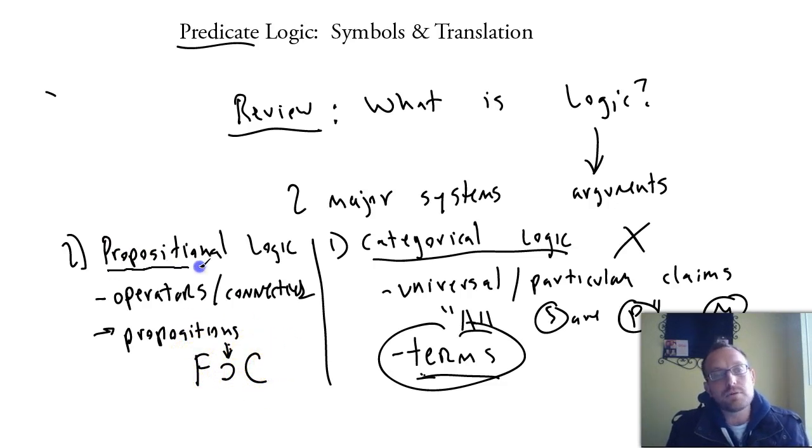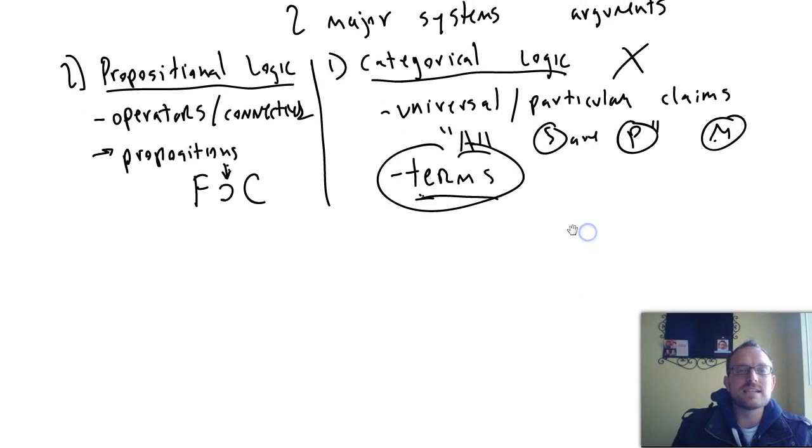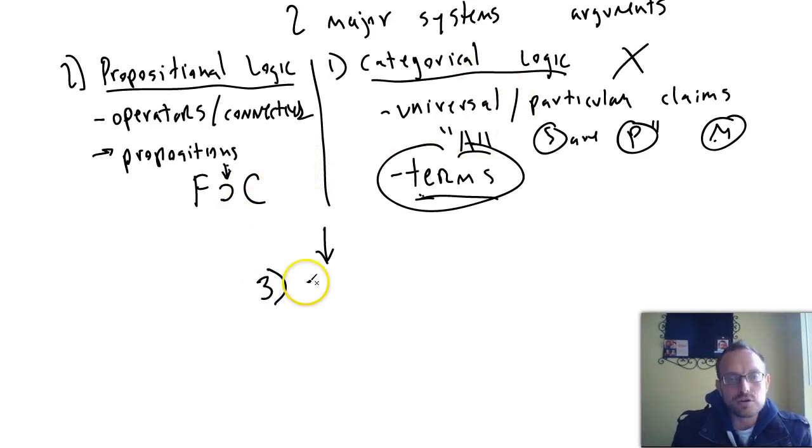And propositional logic really gave us a fabulous tool set for doing a lot better in terms of analyzing ordinary language arguments. But one of the things we're going to see today is that neither of these is actually sufficient for every type of argument. There are some arguments that propositional logic simply lacks the capacity to analyze, as well as categorical logic. And so today we're going to introduce a third logical system, and we're going to call this predicate logic.